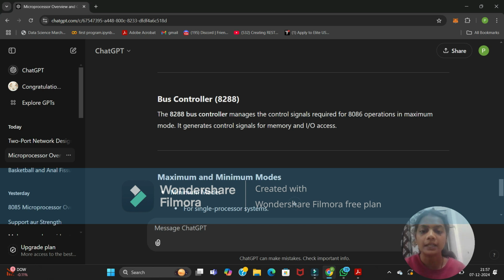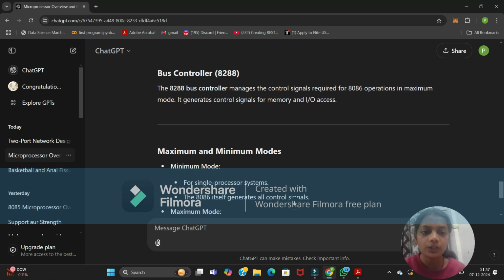Now let us move ahead to the bus controller. The 8288 bus controller manages the control signals required for 8086 operations in maximum mode. As the name suggests, the bus controller helps in controlling the signals required for 8086 operation in maximum mode, because in minimum mode a single microprocessor is used, but in maximum mode we use different types of operations too. So the bus controller is basically used to control the signals required for maximum mode. It generates control signals for memory and input-output access.